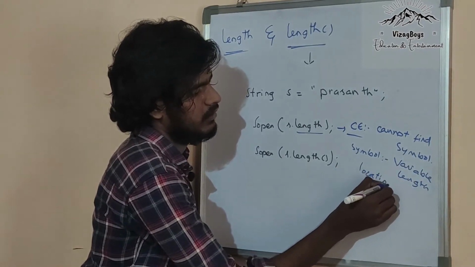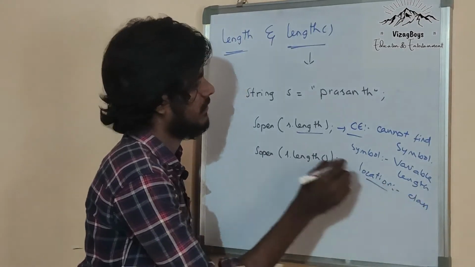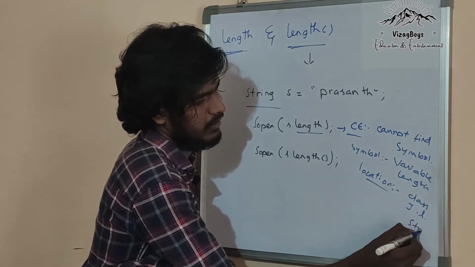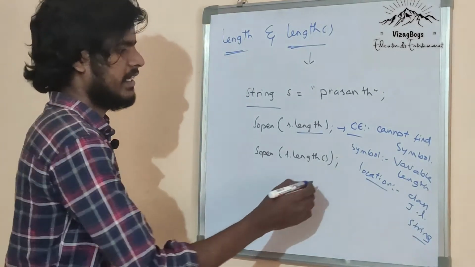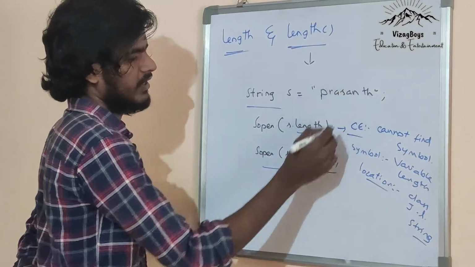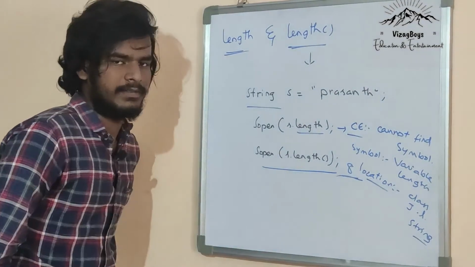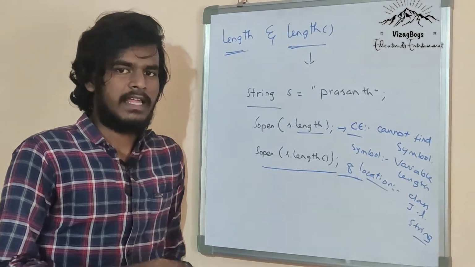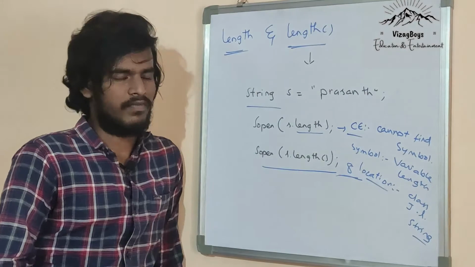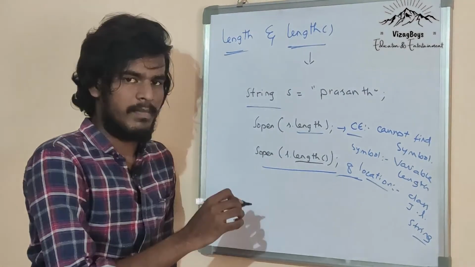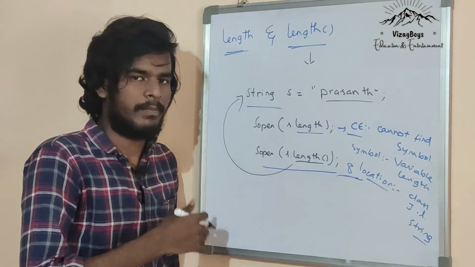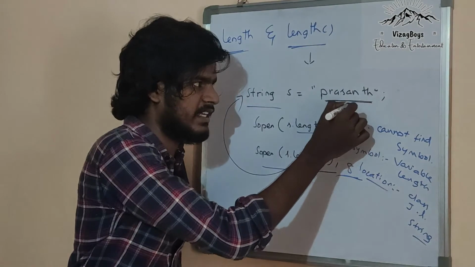Location. Which location? Class java dot lang dot string. Okay friends, here what is the corresponding output? 1 2 3 4 5 6 7 8. Here 8. Listen carefully. The length method is a final method which is applicable only for string objects. The length method represents number of characters present in a string.